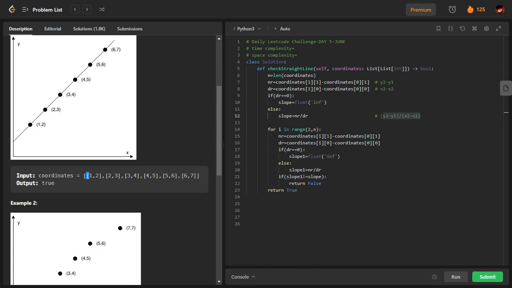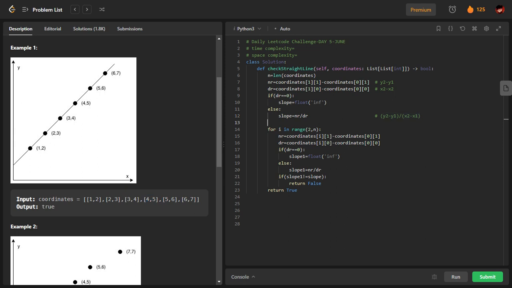Okay, similarly for the same x1, y1, I will try for this point as the x2 and y2. If I get the same slope again, that means they all can lie on the same line. The basic idea is, this is the form for slope. Here we require 2 points, that is x1, y1 and x2, y2.